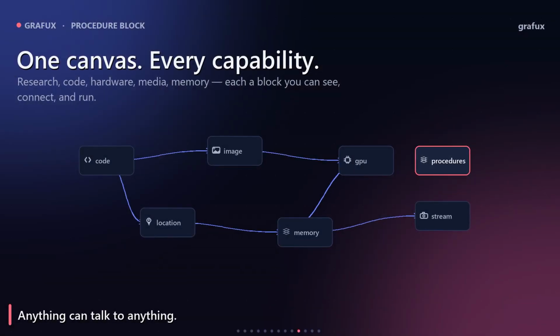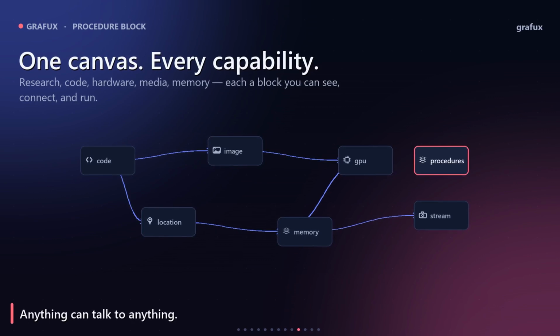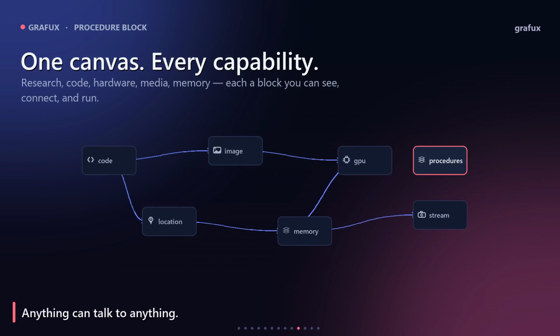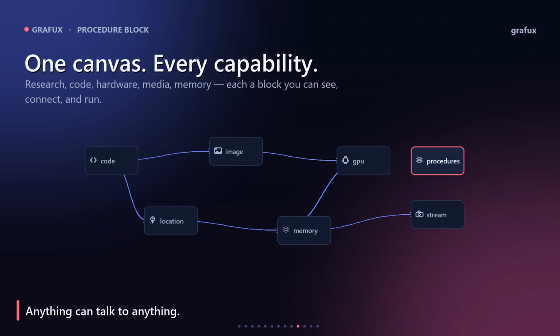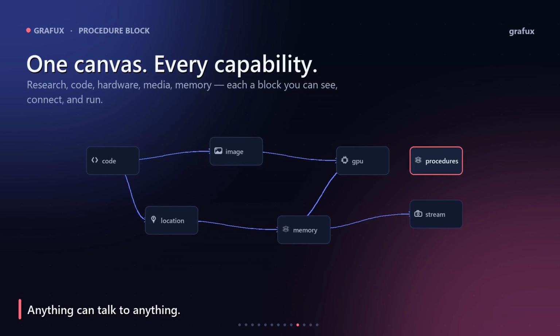And that's the real idea behind Grafux. Every capability you can imagine, research, code, hardware, media, memory, becomes a block you can see, connect, and run. The procedure block is just one piece of a canvas where anything can talk to anything. No glue code, no context switching. Just build. Start with a single block today and grow it into whatever you can dream up tomorrow.